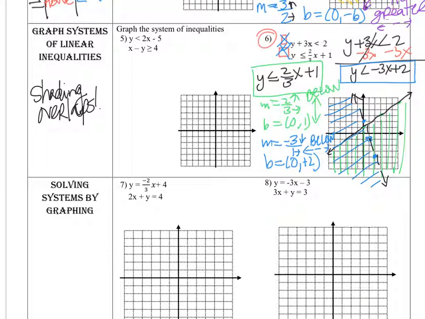So to me, what the question is really saying is, where do I see green and blue? I only see green and blue in this section right here. So go ahead and take some time to shade that section in. That means that only points in that section are true for both lines. Okay, now we're ready for some more notes.